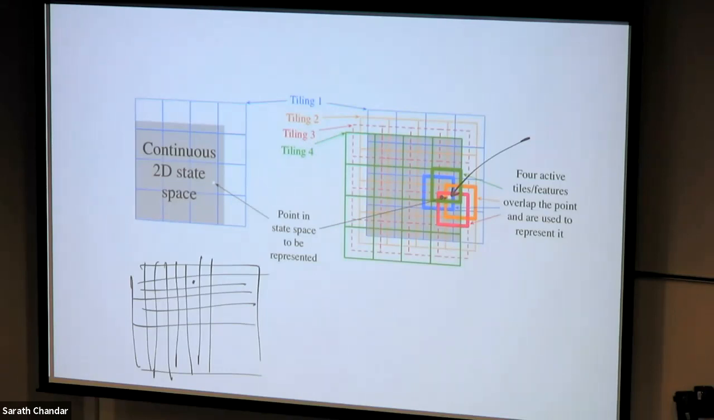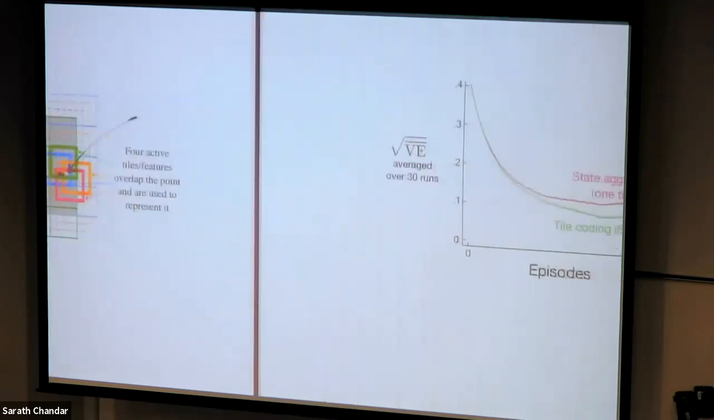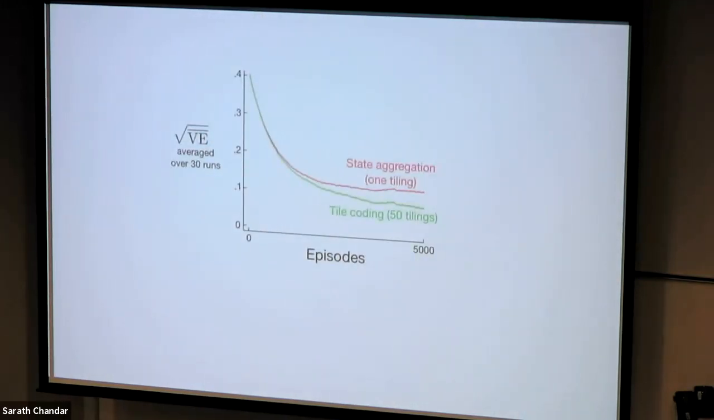So now here is a solution for the 1000 state problem that we have seen, right? So this is the state aggregation solution, okay? And this is the tile coding solution with 50 different tilings. So you can see that when you share knowledge, you are learning faster. So you get to a better value and also converge faster.